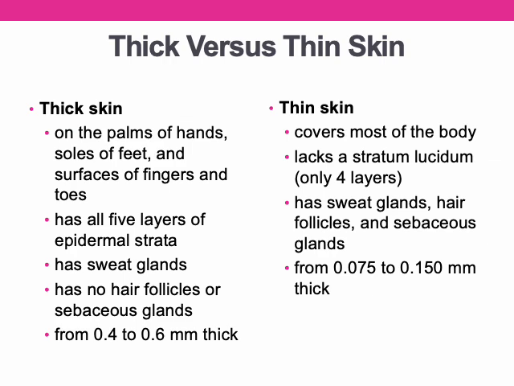so they don't grow hair and they don't produce oil. On the other hand, thin skin covers most of the body, and the most important thing about thin skin, it lacks stratum lucidium, so it only has four layers. So it has stratum basale, stratum spinosum, stratum granulosum, and stratum corneum, but it doesn't have stratum lucidium. It has sweat glands, hair follicles, and sebaceous glands, and it's thinner than thick skin.